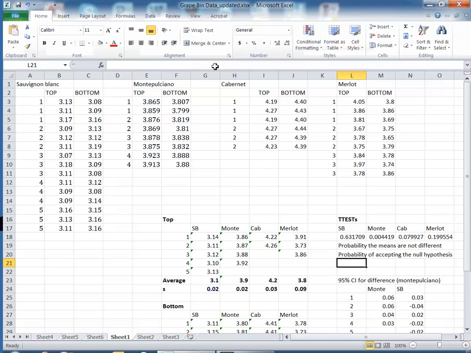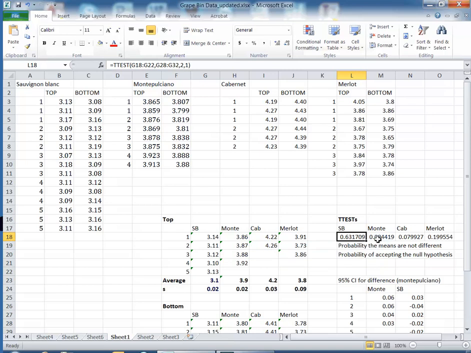That's if we're interested in 95% confidence. If we're interested in 99% confidence, if the p-value is bigger than 0.01 or 1%, then we say they're not significantly different. If the p-value is less than 0.05 or less than 0.01, we say they're significantly different with 95% confidence, or they're significantly different at 99% confidence. So the Sauvignon Blancs based on this t-test are not significantly different because the p-value is greater than 0.05.